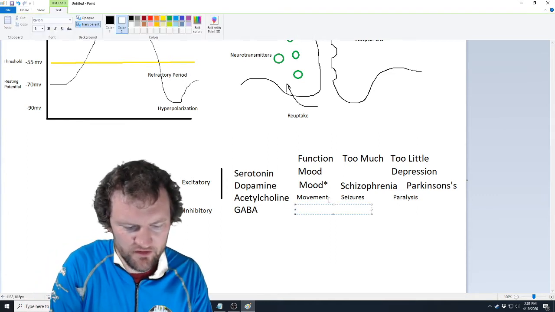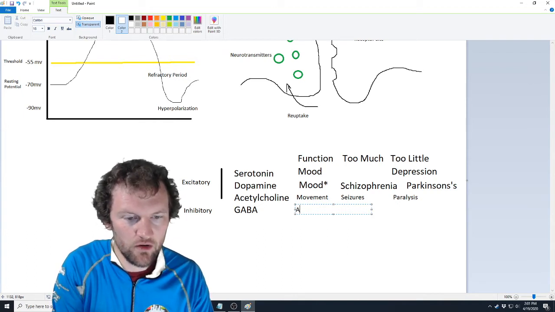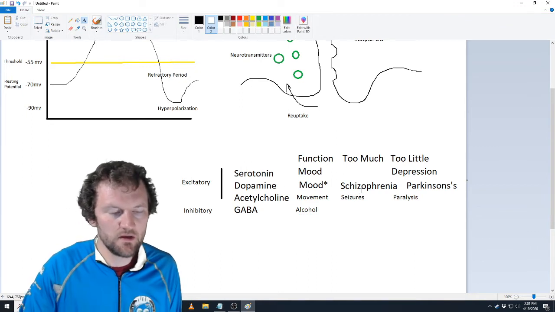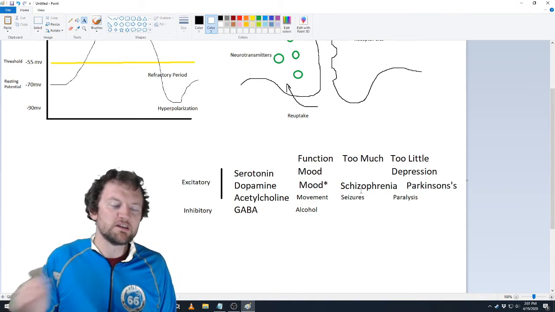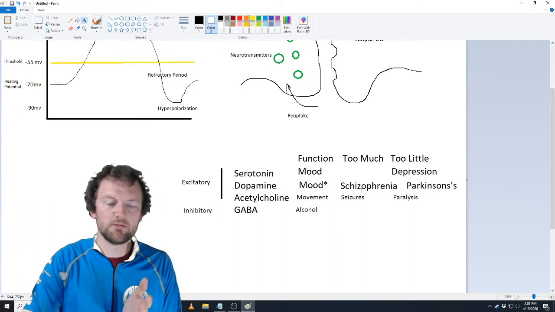It's not really the function, but one important thing to know about GABA is that it's what alcohol uses. So not really function, but that's okay. Which is why they say alcohol is a depressant, because it literally depresses your neural communication.